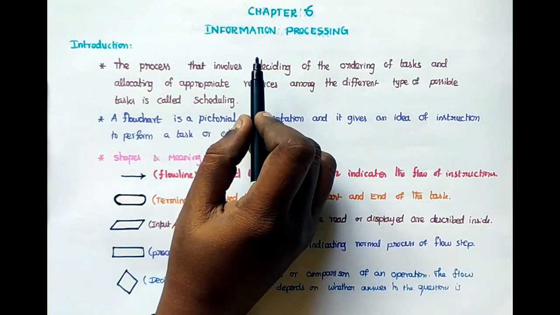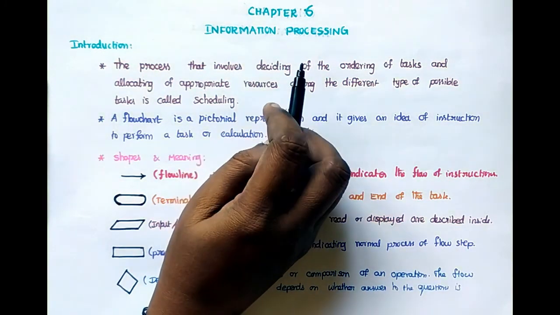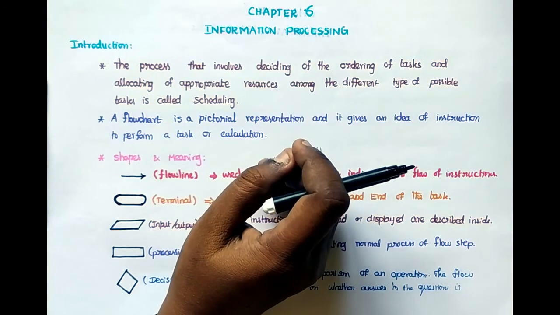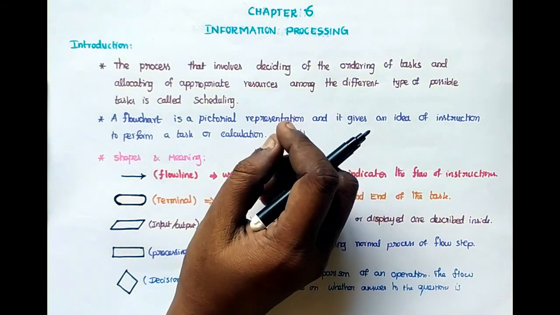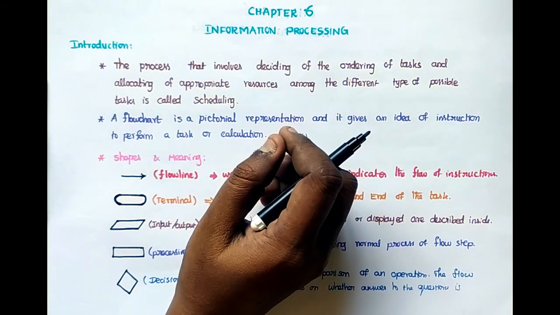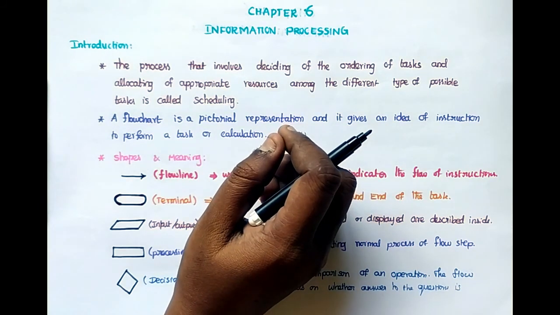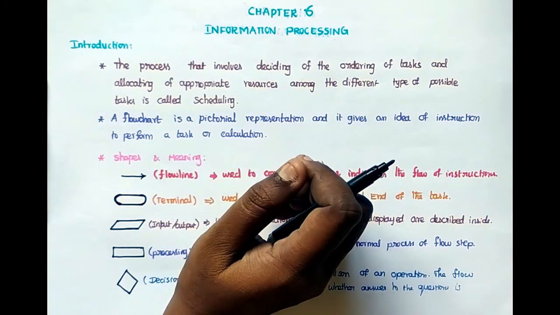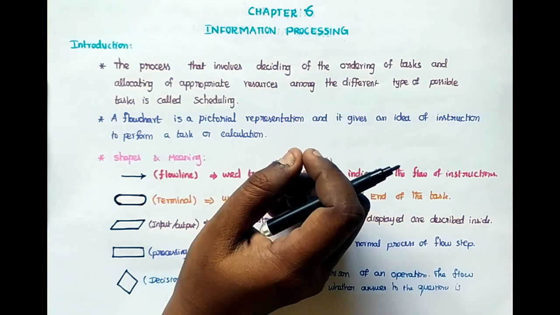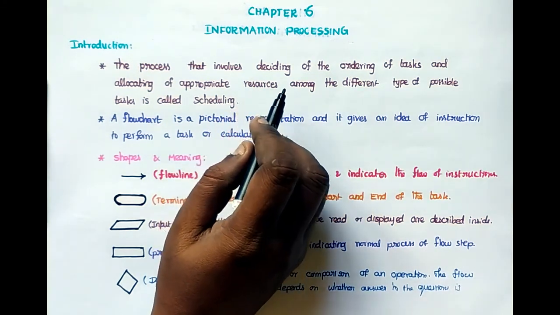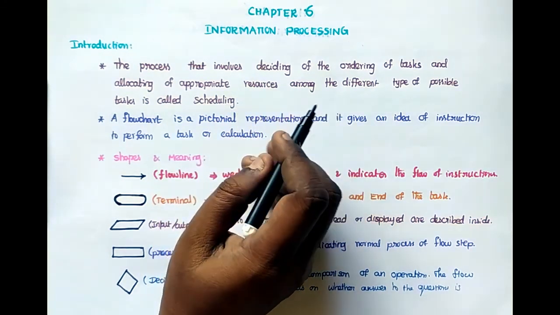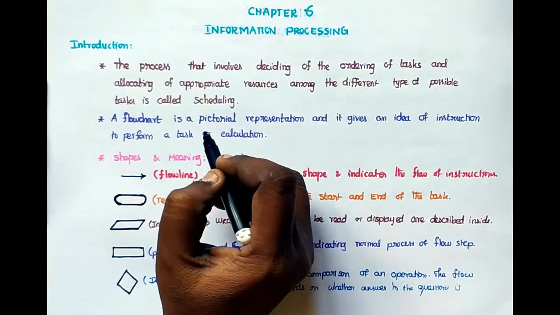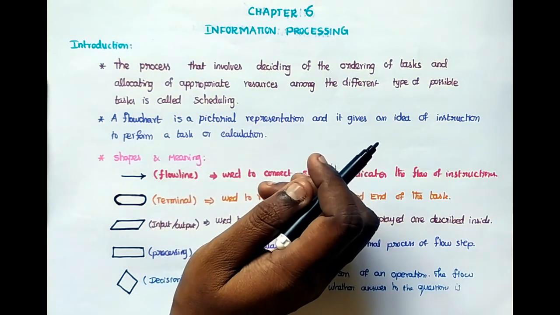Look at this chapter 6, Information Processing. Here we discuss scheduling and the flow chart. Scheduling, we know that very well. We have many works every day. We allot the time for those works, that is the schedule, right? The process that involves deciding the ordering of tasks and allocating appropriate resources among the different types of possible tasks is called scheduling.